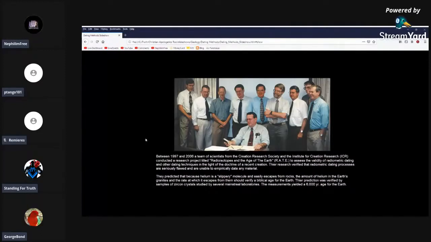And the lab conducted their study. They measured how much helium was in it, then over a period of time, how much was in it now. And they did this and they came up with a rate. They said, this is the rate at which helium escapes from zircon crystals. Now, if you do the mathematics, you take the rate multiplied by how much is in the rocks, and you know what? It comes out to precisely 6,000 years old.